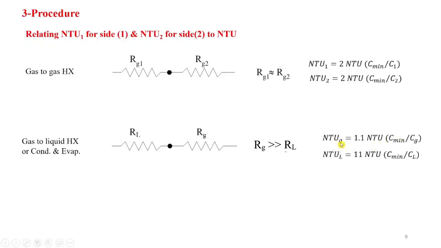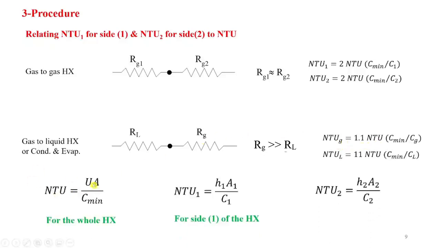So the number of transfer unit for the flow inside the tube is going to be 1.1 number of transfer unit for the whole heat exchanger multiplied by C min by C gas. But C min is the same as C liquid for our case, which is the flow inside the tube. So the number of transfer unit inside for our case is going to be 1.1 multiplied by NTU. The definitions for NTU total and NTU1 and NTU2 are given by these expressions here for the whole heat exchanger, for side 1 and for side 2.